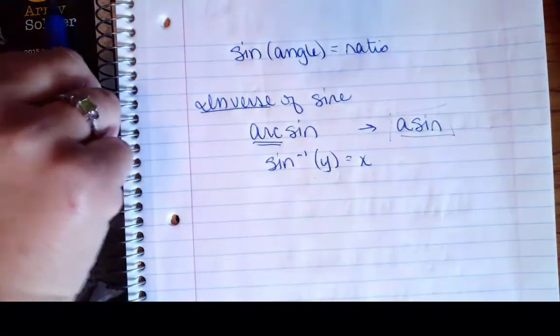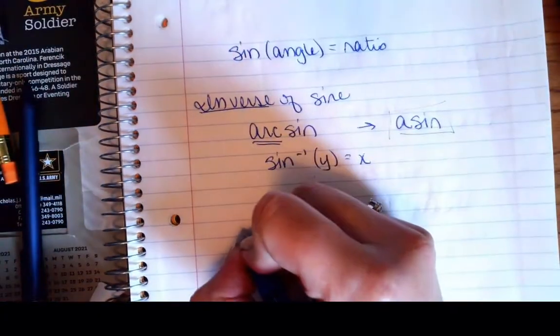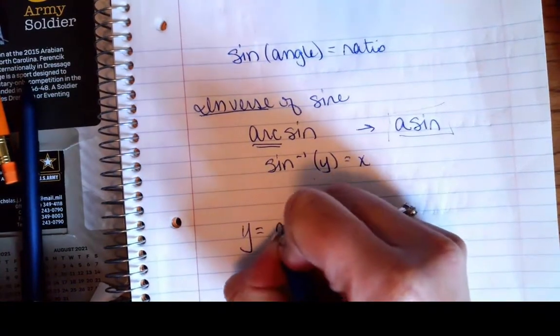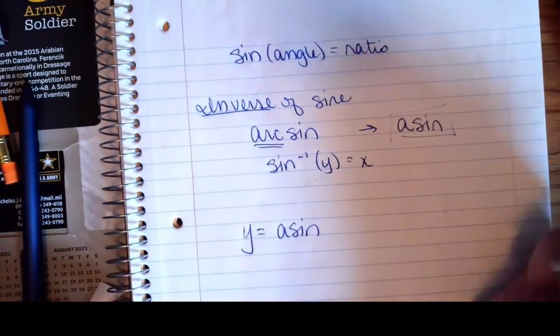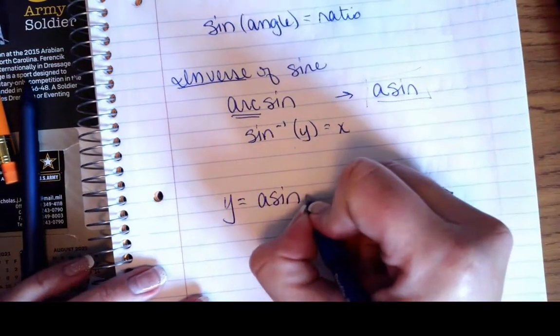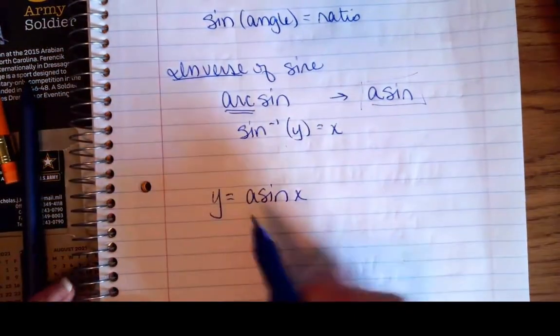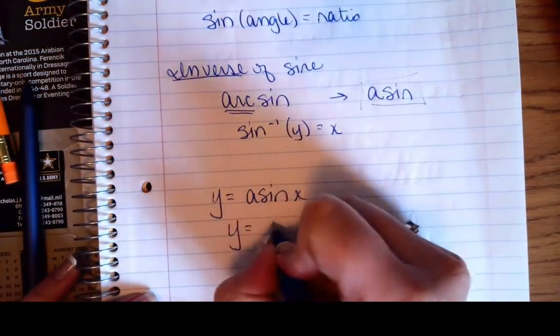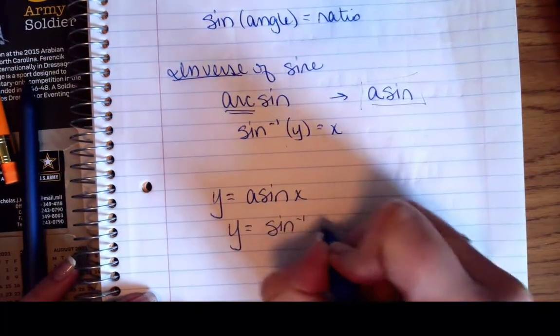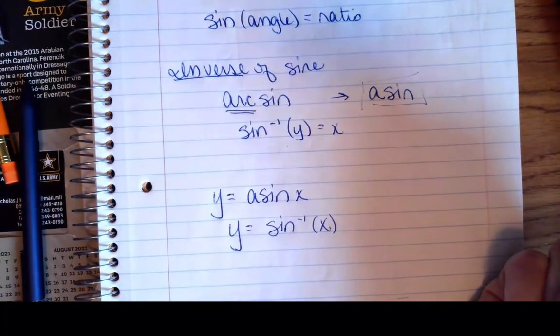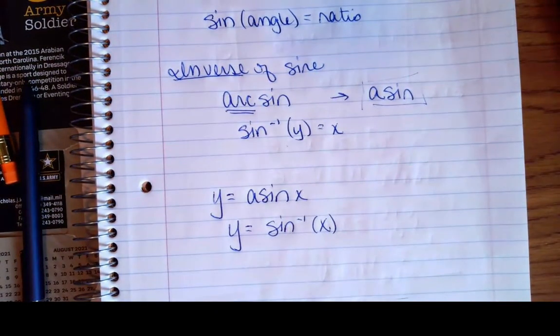So this is what I had last time. If I have y equals the arc sine of x, remember arc sine, I can rewrite this as y equals the inverse sine of x. What that means is that x equals the sine of y. X equals the sine of y.